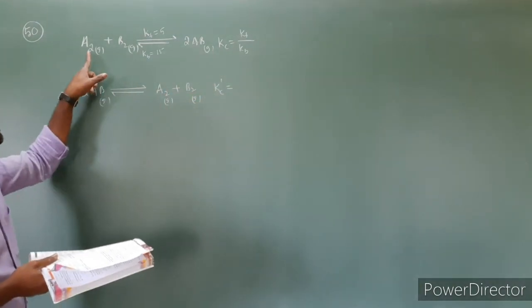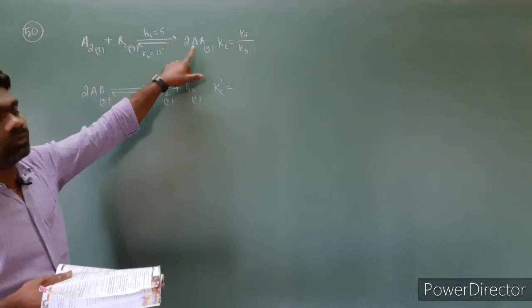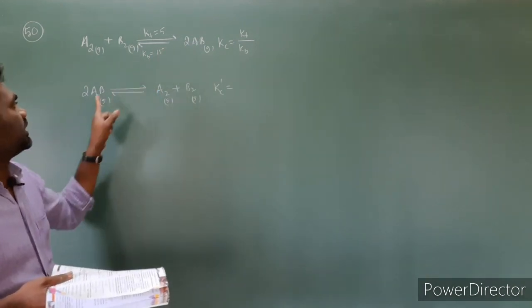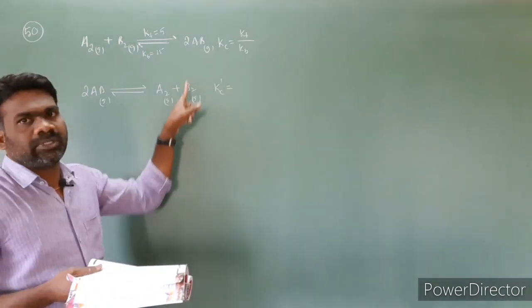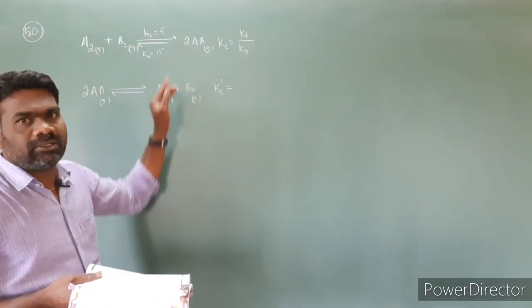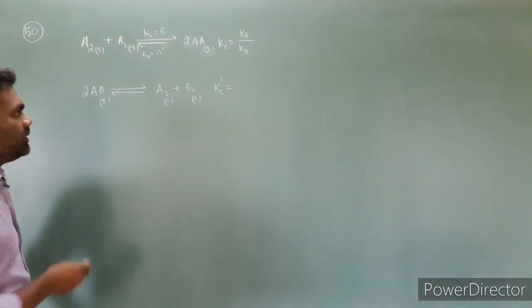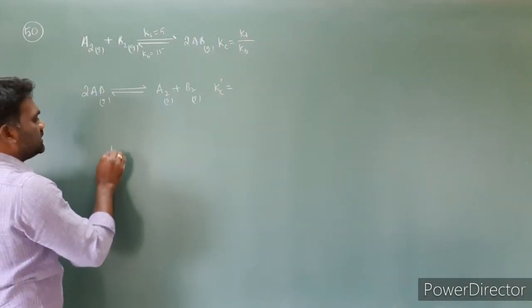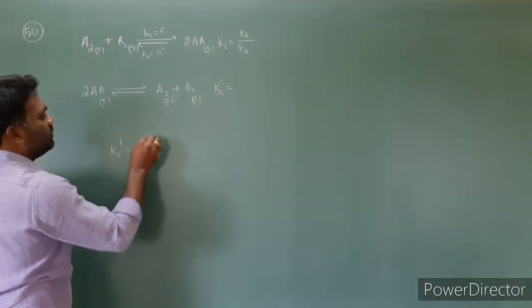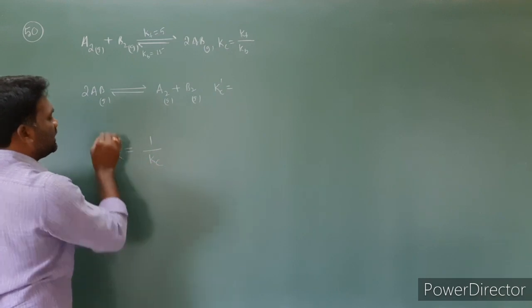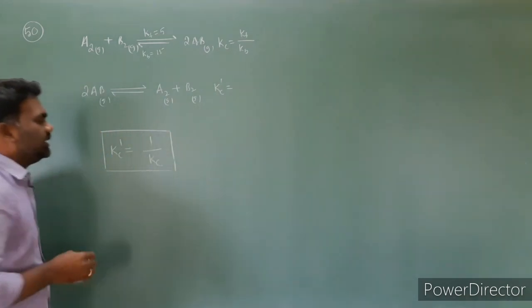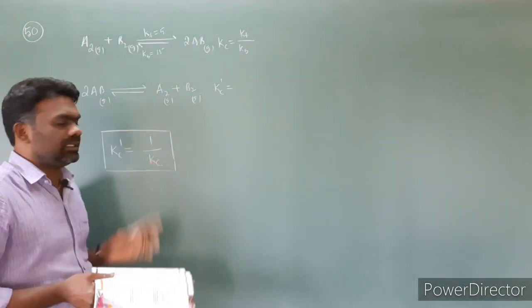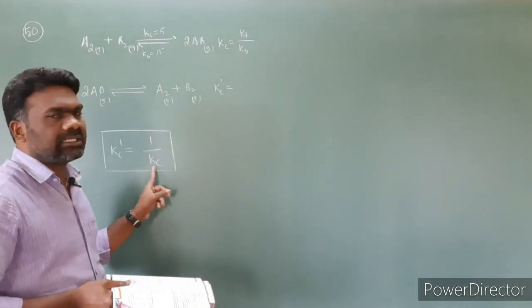Look at the equation A2 plus B2 gives rise to 2AB. Just reversing the first equation will give the second equation, 2AB gives rise to A2 plus B2. Then the relationship between the Kc and Kc dash is Kc dash is equal to 1 by Kc. When the equation is reversed, Kc dash is equal to 1 by Kc. First we have to find out the Kc value.